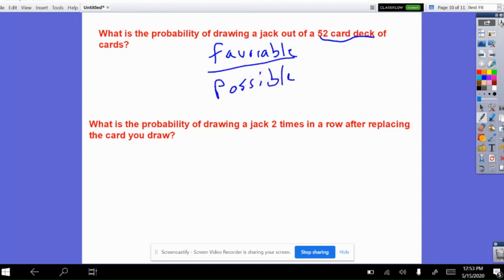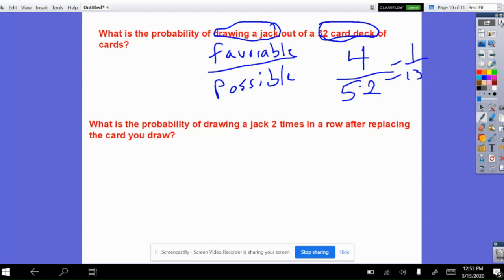So what would make that favorable? Well, we've got to draw a jack, and I need to know how many jacks are in a deck of cards. You may or may not know that, but I happen to know that. I play a lot of cards, and there are 4 jacks: the jack of hearts, the jack of diamonds, the jack of spades, and the jack of clubs. We could pick any of those cards, so there are 52. So 4 out of 52 times, I'm going to get a jack, or that reduces to 1 over 13, right?